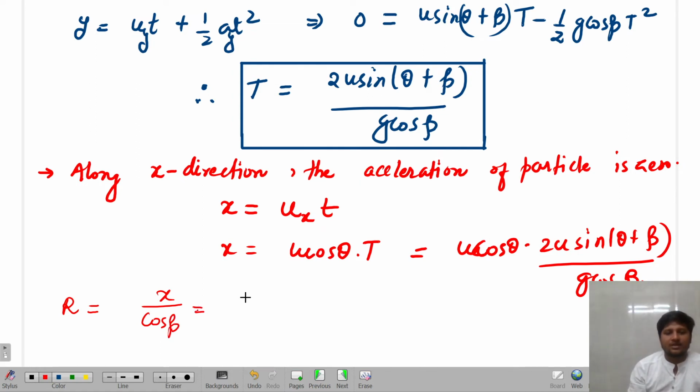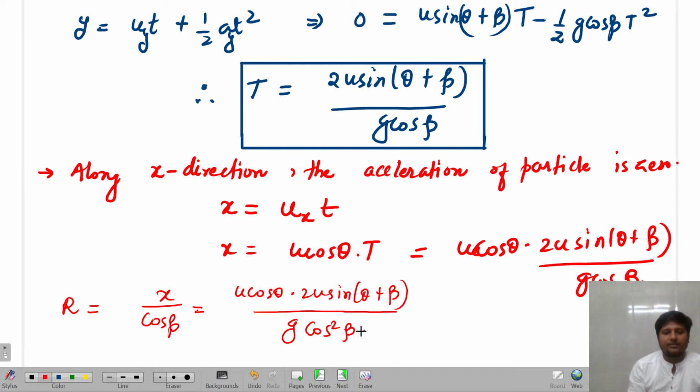So therefore here r is u cos theta into 2u sine theta plus beta divided by g cos square beta. Right or not? Now as I know, I can write 2 cos theta sine theta plus beta in terms of sine A plus B plus sine A minus B. So I'll write that term also.